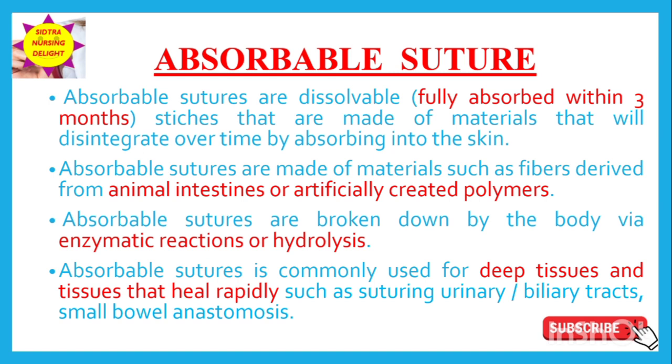We know that an absorbable suture is a compound. In order to melt within the skin, it must be broken into simpler forms. In the body, water and enzymes are present. In the process of hydrolysis and the enzymatic reaction, it breaks into simpler forms. Absorbable suture is commonly used for deep tissues and tissues that heal rapidly, such as suturing urinary and biliary tracts and small bowel anastomosis. Small bowel anastomosis is a procedure performed by removing one portion of the intestine and connecting one end of the intestine with the other. Here, absorbable sutures are used.